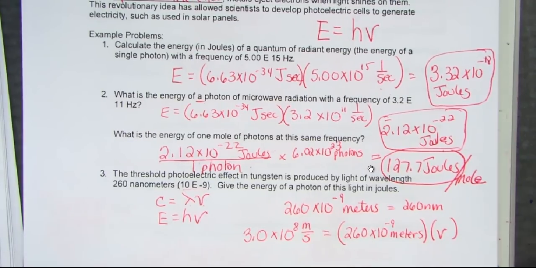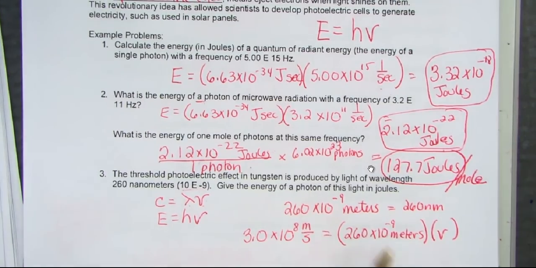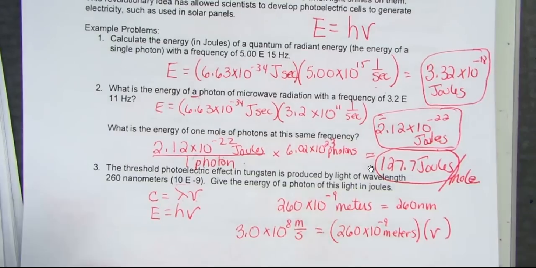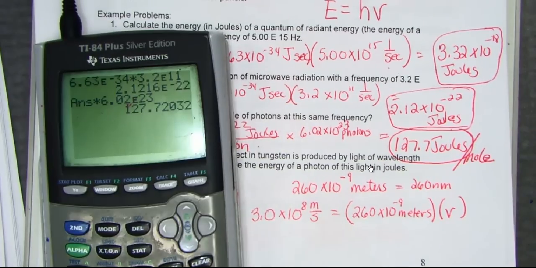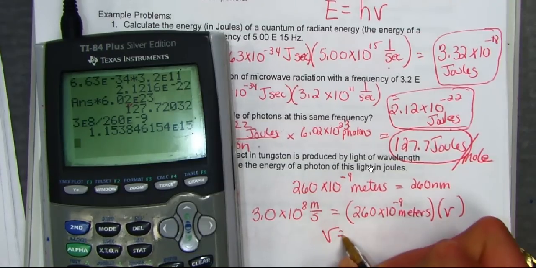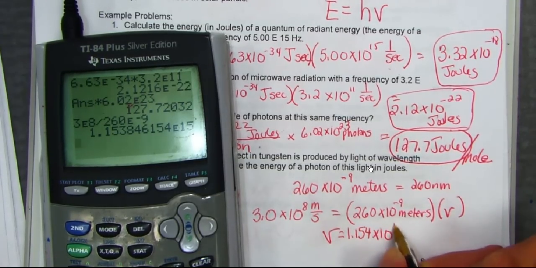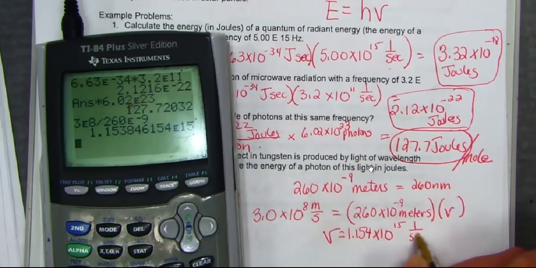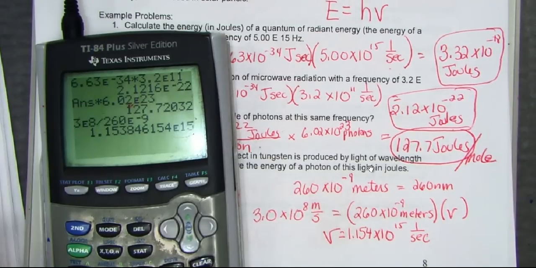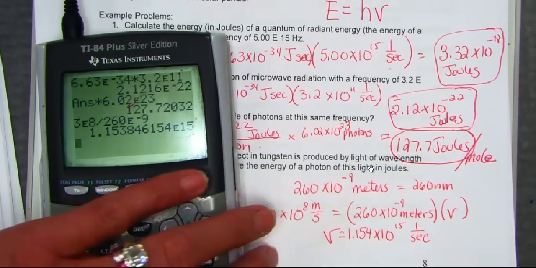Let's pull out the frequency. So nano is a metric prefix for the negative 9th power. 3 times 10 to the 8th, the speed of light constant. Factor out the wavelength, 260 times 10 to the negative 9th, and we get a frequency equal to 1.154 times 10 to the 15th per second, called a hertz. Hz would be another appropriate unit.